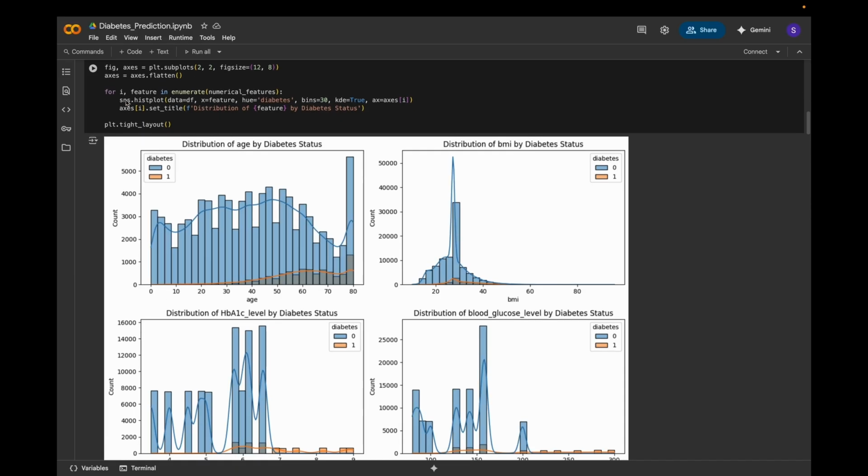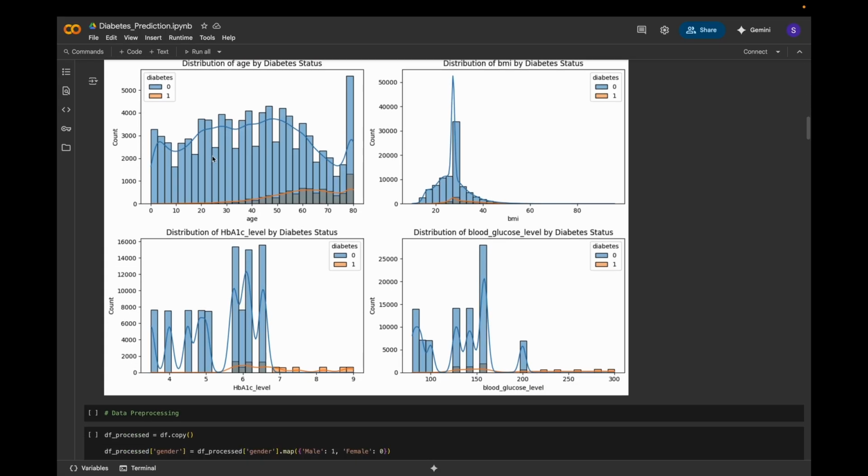Then we move on to for i, feature in enumerate(numerical_features), all the way till axes[i].set_title, f'Distribution of {feature} by diabetes status'. Basically, this block of code loops through each of the numerical features and creates a histogram showing the distribution by splitting it by diabetes status, and this allows us to see how each feature distribution differs between diabetic and non-diabetic patients.